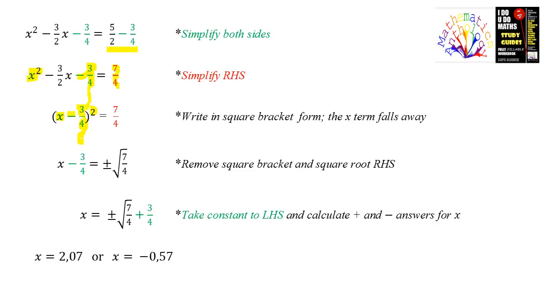Now to solve for x, you need to square root both sides. When you square root both sides, the square root cancels off with the square, so you're left with x minus 3 over 4 on the left hand side. And then you can have plus or minus the square root of 7 over 4 on the right hand side here. So x will then equal to, if you take the negative 3 over 4 over, it becomes positive 3 over 4. So x will equal to plus or minus the square root of 7 over 4 plus 3 over 4. Put that on your calculator, first with the plus sign and then with the minus sign, and you're going to get two answers for x there.